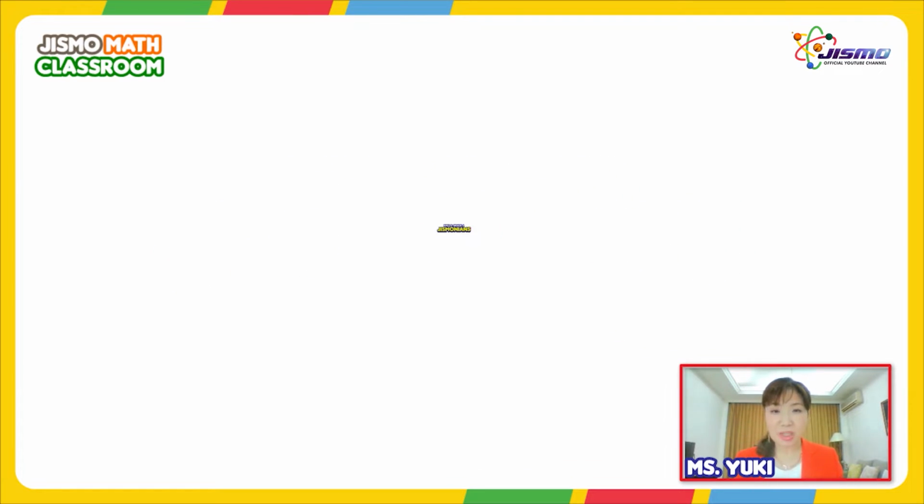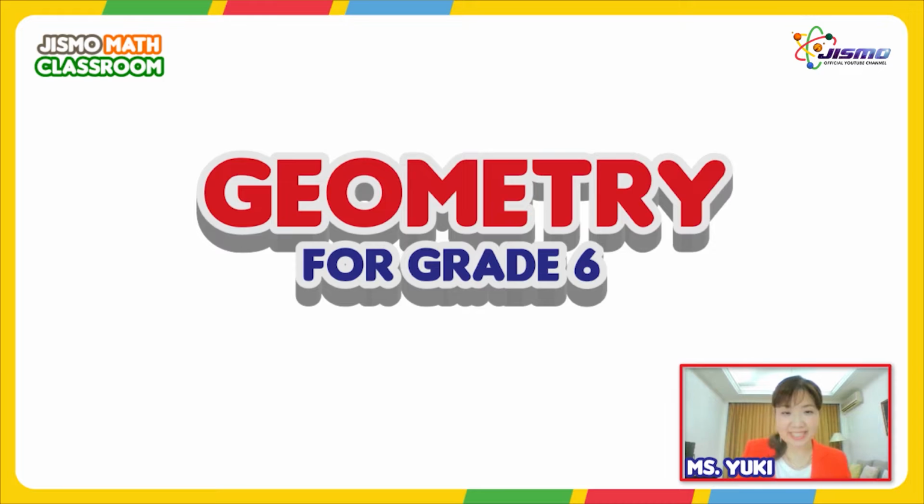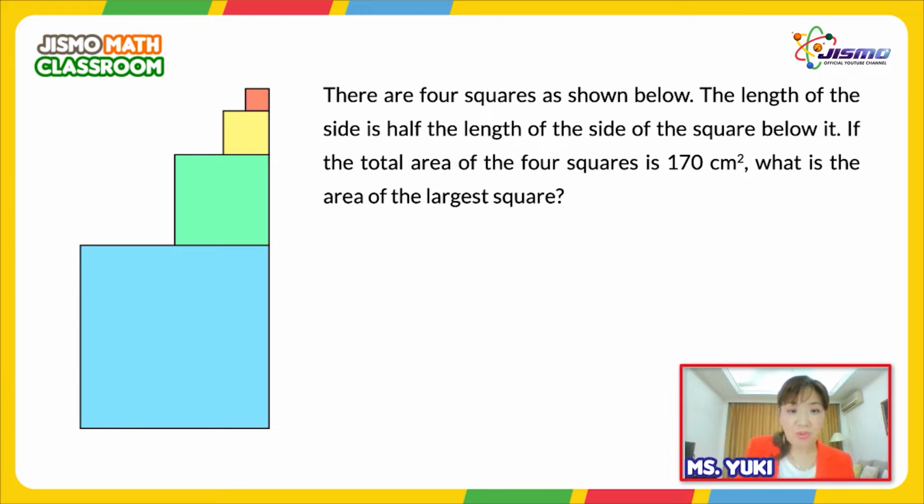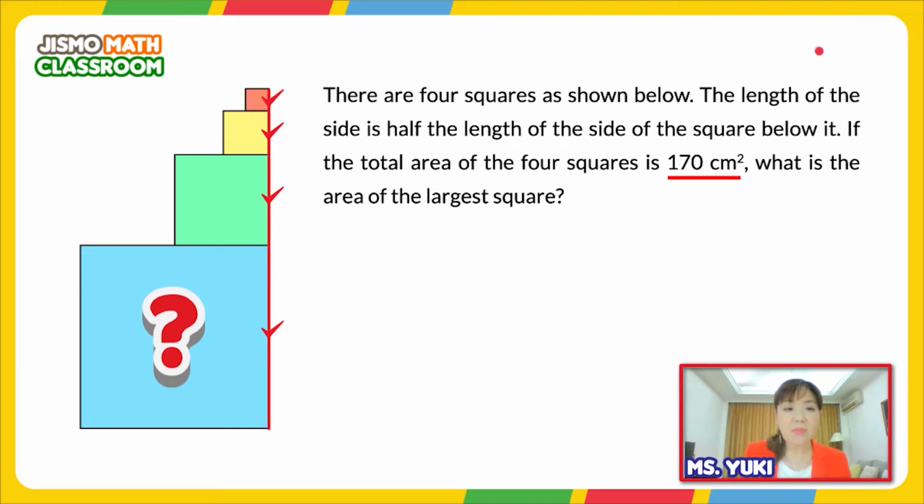Today's topic is geometry for grade 6. We have 4 squares as shown below. The length of the side is half of the length of the side of the square directly below it. If the total area of the 4 squares is 170 square centimeters, what is the area of the largest square?